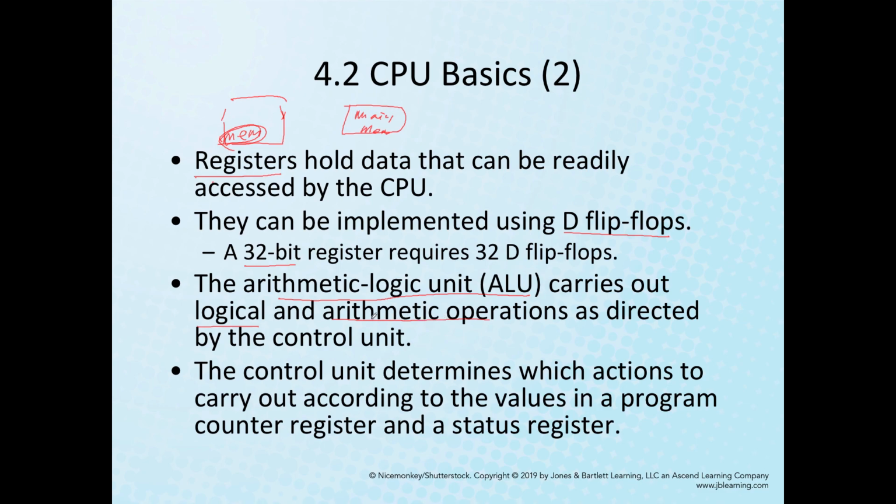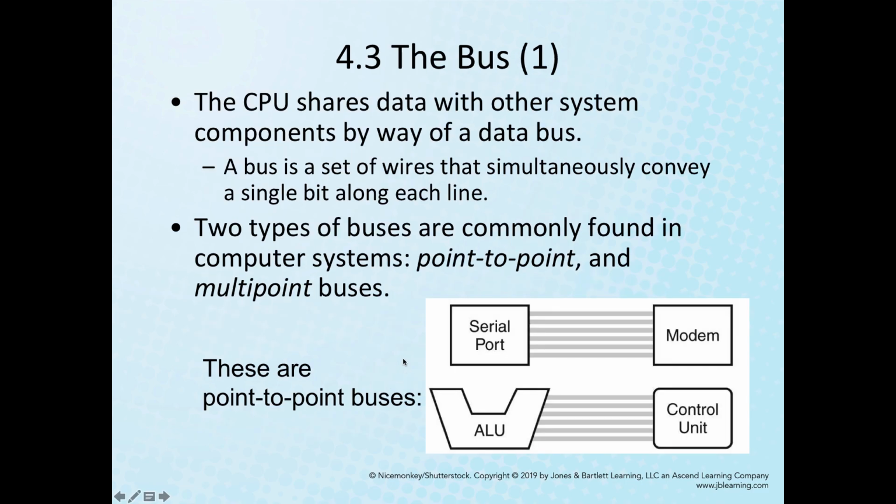All of those are directed by the control unit. The control unit determines which actions to carry out, using those registers and the like. That's what's happening inside the CPU. And then the bus is to share information between two components. So the CPU shares data with other systems by way of a bus.